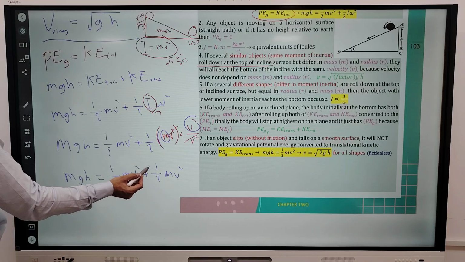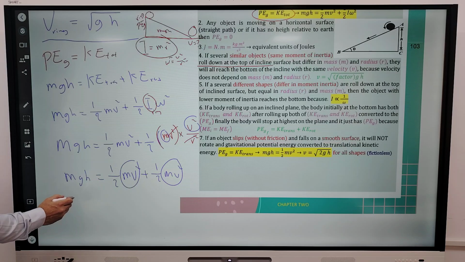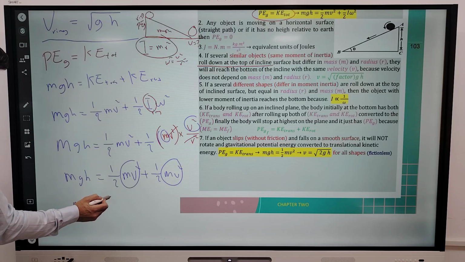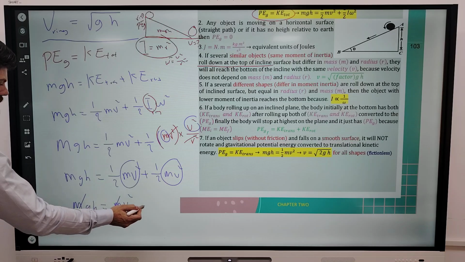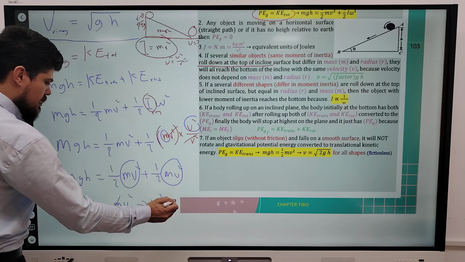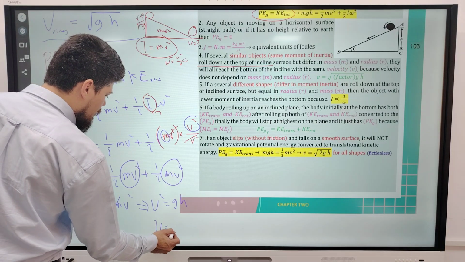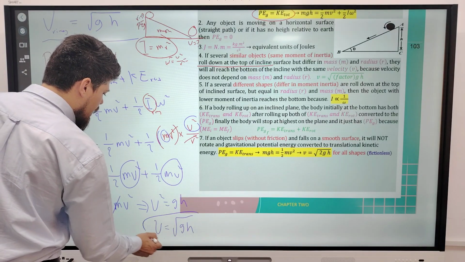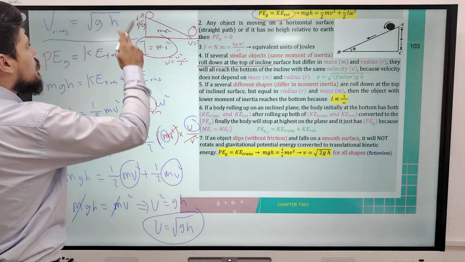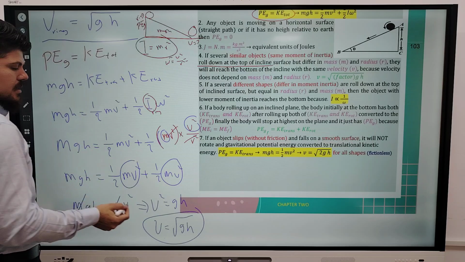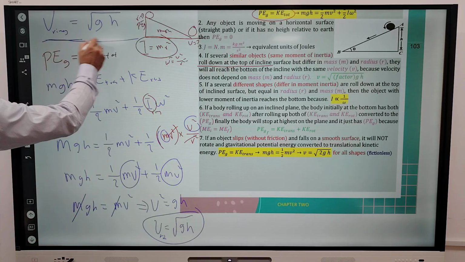Okay, 1/2 mv² plus 1/2 mv². Because they have the same term, we can add up these two numbers. So mgh is equal to mv². Mass with mass cancel. What does remain? v² is equal to gh. Take the square root, the square will be removed, and what does remain? √(gh). What is this? This is the final velocity for the ring when it is rolling down this incline. So this is the velocity at the bottom of the incline of the ring.